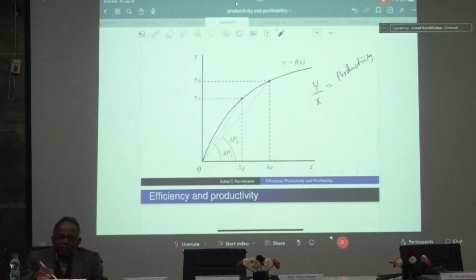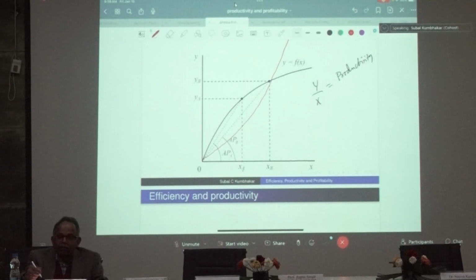Even if you change it and do it like a set, still there will be a concave part at some point, okay? You cannot have a production function like this. Let me just draw it to show. You cannot have a production function like this, okay? If that is the case, then it will violate some principles of production theory, okay?